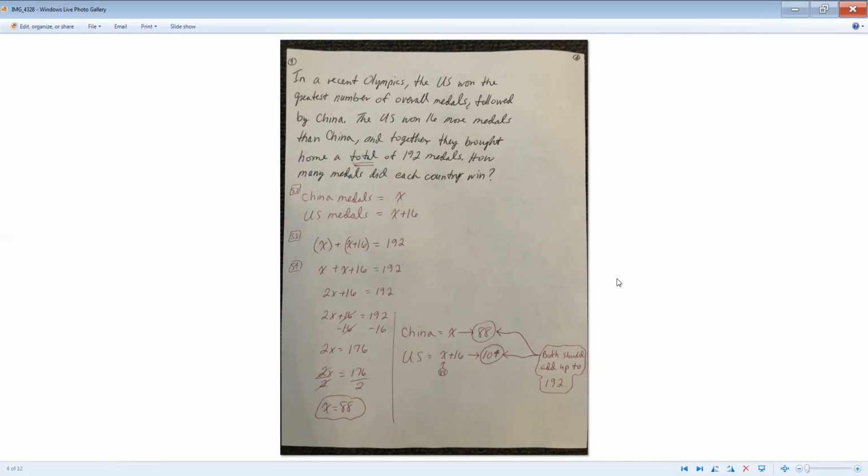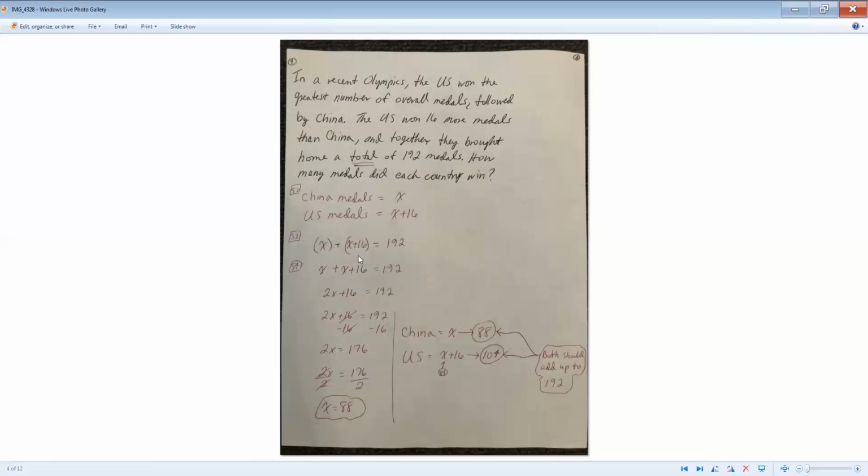Once again, we can let one be x and the other one be written in terms of x. So we can let China's number of medals be equal to x. The US medals will be equal to x plus 16 because the US won 16 more than China. So it's x and x plus 16. Now it says totally, or in other words, together. When you add them together, it should add up to give you 192. So that's how we would set up our equation.